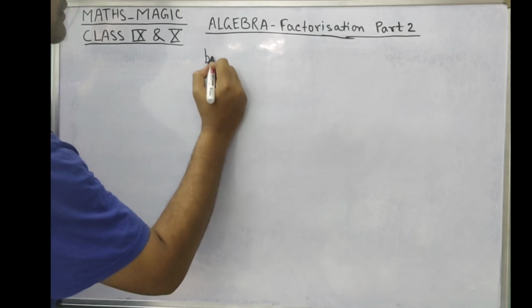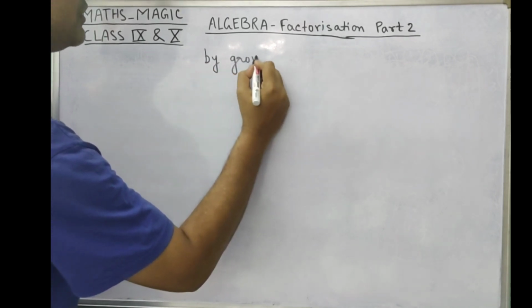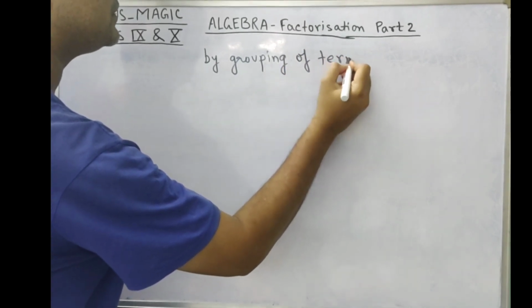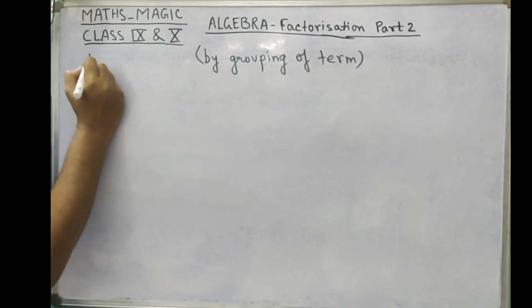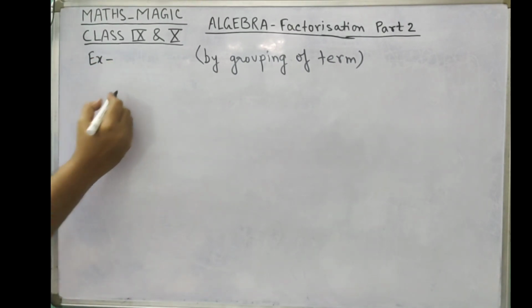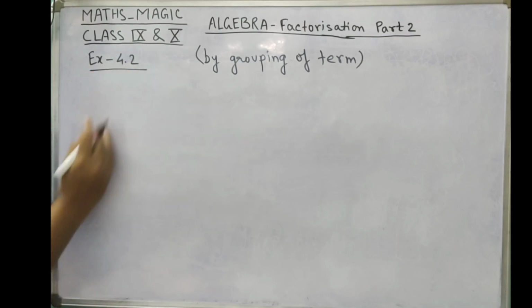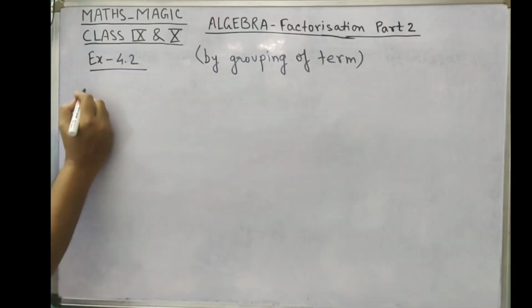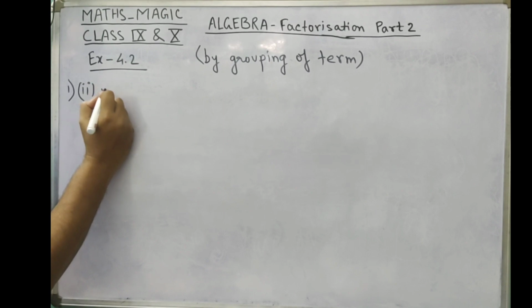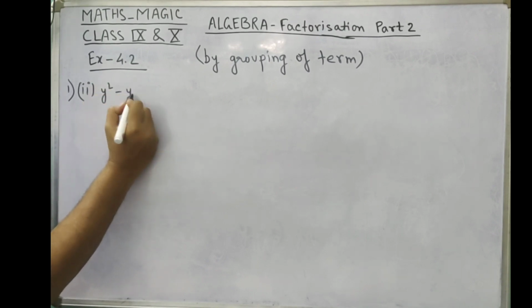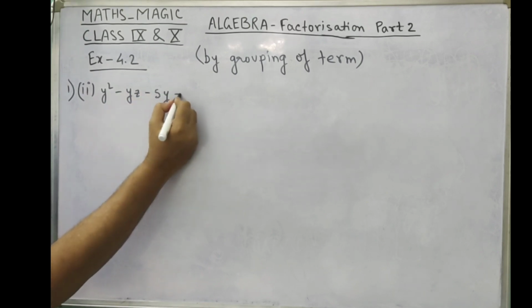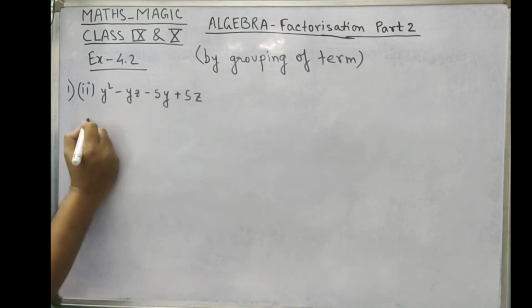Now we will be doing for the second one, grouping of terms. This I will be doing from exercise 4.2. Let us do sum number 1, part 2. So y square minus yz minus 5y plus 5z. Okay.